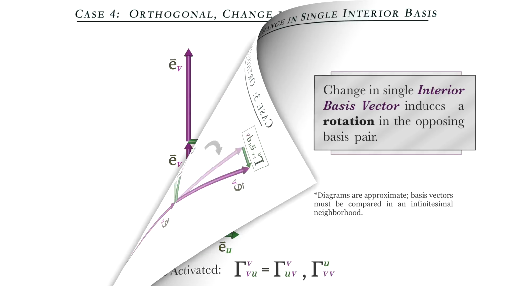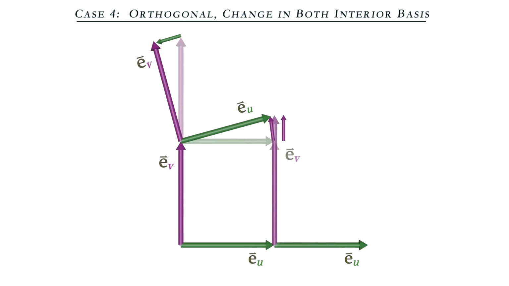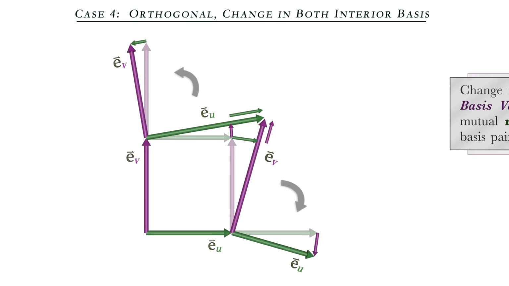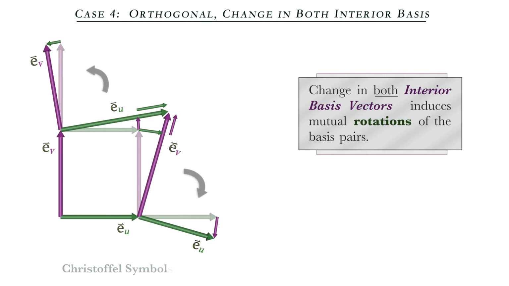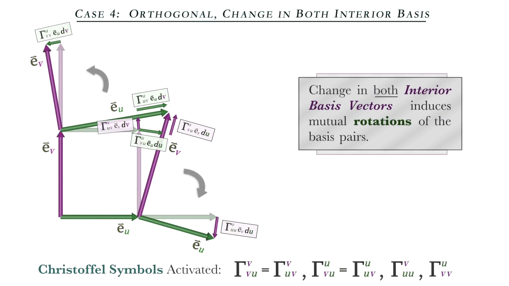In our fourth case, we again consider orthogonal bases, and this time change the length of not just one interior vector, but both interior vectors. This requires that both basis pairs are rotated, and consequently 6 total Christoffel symbols are activated, 2 pairs of which are equivalent.